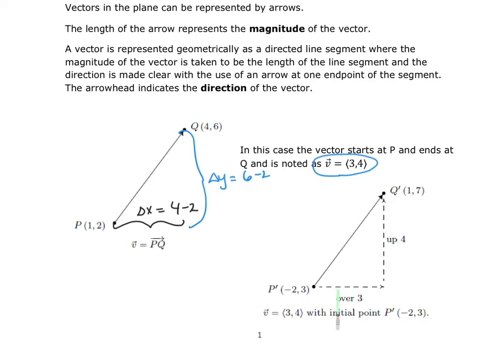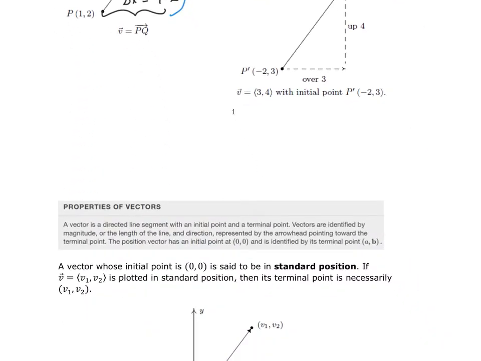Now, this vector is also a vector <3, 4>. I start at (-2, 3), and I end at (1, 7). I still went right 3 and up 4. These two vectors are equivalent because they have the same length and they have the same direction.